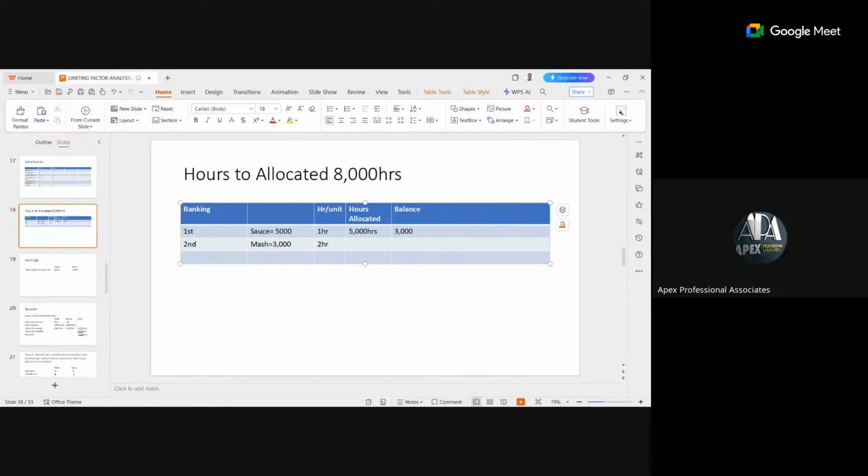Now, how many units of mesh can we produce with 3,000 hours? We can produce 1,500. How do you do that? The balance, 3,000, divided by 2. Let me show it. 3,000 divided by 2. Okay, let me show something else.